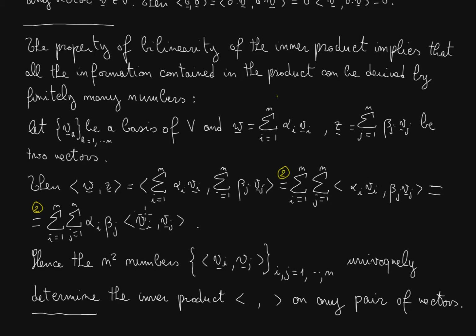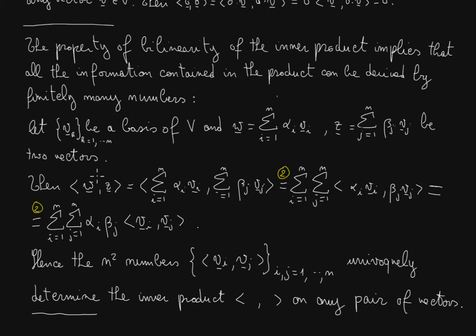notation, and what we finally get is this double sum, one over the index i, the other over the index j, of these summands. Each summand is alpha_i times beta_j. This product is a scalar that multiplies this other scalar, that is the inner product of v_i times v_j.